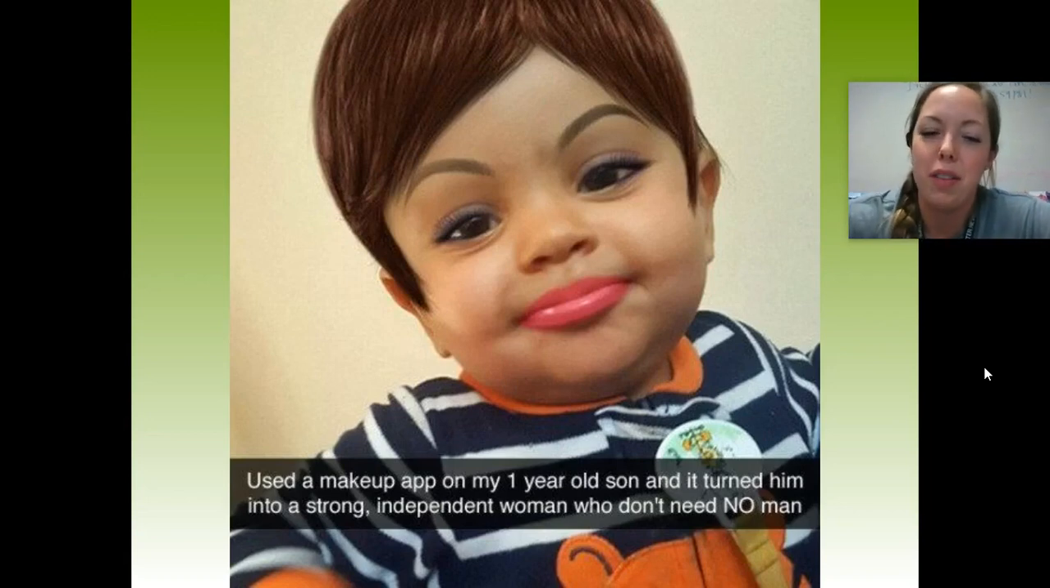Oh, man, I'm trying to find funny pictures. I saw this the other day, and I just thought it was so funny. So it's this adorable little boy. He used a makeup app on my 1-year-old son, and it turned him into a strong, independent woman who don't need no man.